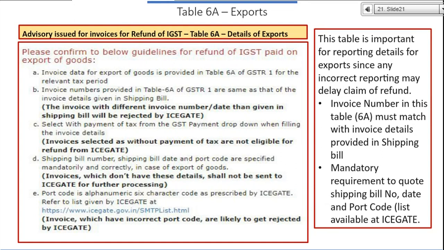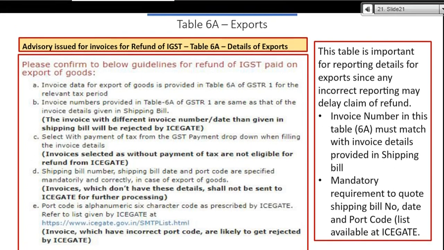Next friends, your 6A, that is export. If I am making any export, the table is table 6A. It is important to note here that in this table correct reporting is required for claiming of refund. So for any discrepancy in this table, your refund will get stuck.